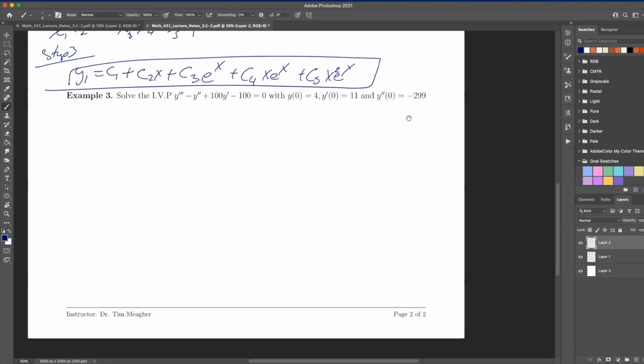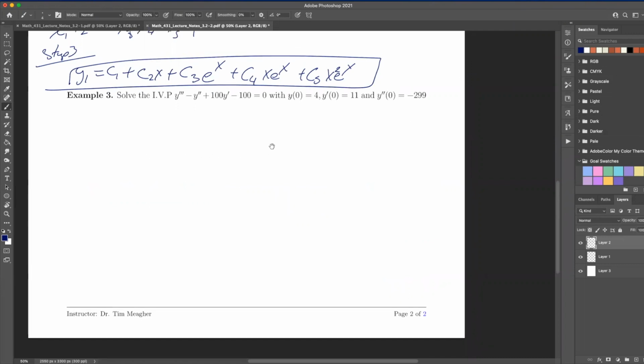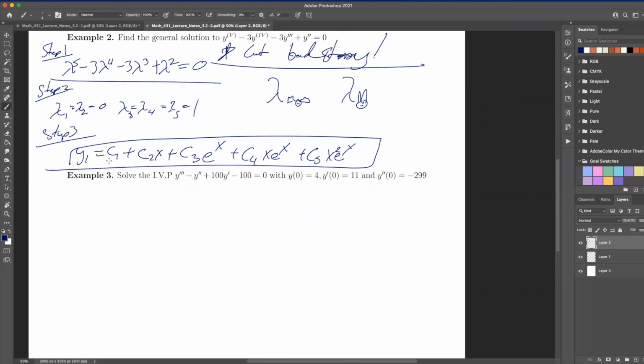Anyways, I have a quick question. Go for it. With lambda 1 and lambda 2, those are equal to 0. So when you do the equation and you do C1 and C2, those don't have e to the x's because e to the 0 is 1. Yeah, e to the 0x is just 1.